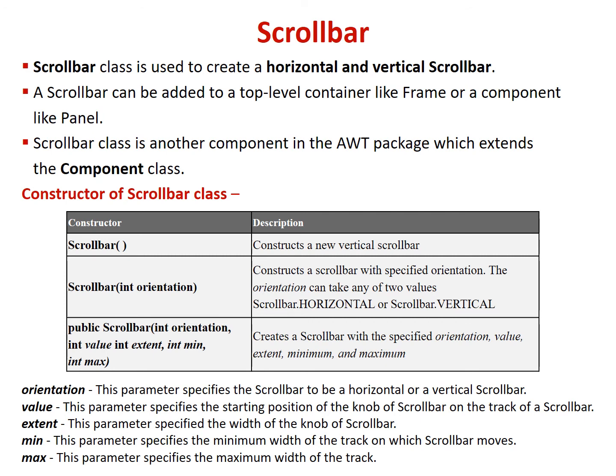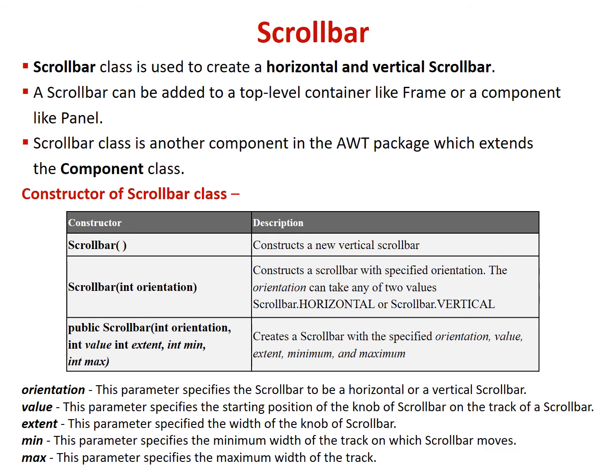second is the value, third is the extent, and the next is the minimum, and the last one is the max. This will create a scroll bar with specified orientation, value, extent, minimum, and maximum. Orientation: this parameter specifies the scroll bar to be horizontal or vertical scroll bar. Value: this parameter specifies the starting position of the knob of scroll bar on the track of the scroll bar.